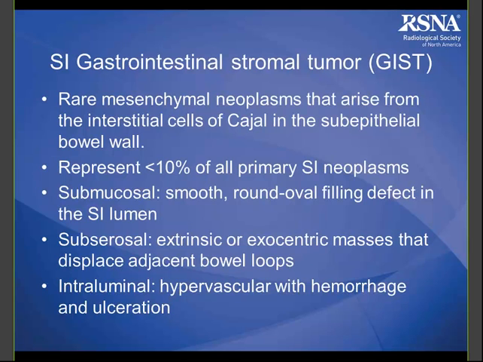And if it's intraluminal, they tend to be hypervascular with hemorrhage and ulceration. Very common cause for GI bleeding. That's the most common presentation of GIST, GI bleeding.